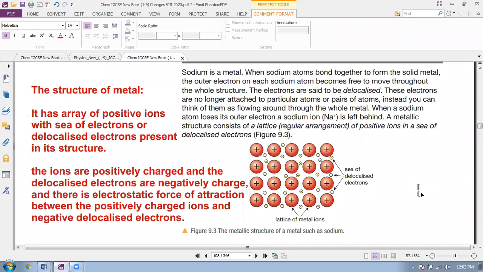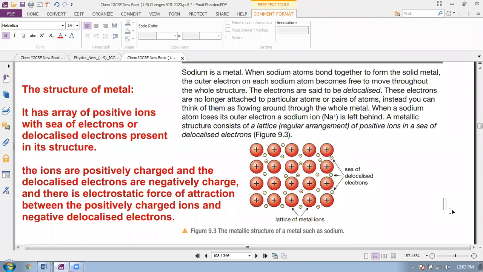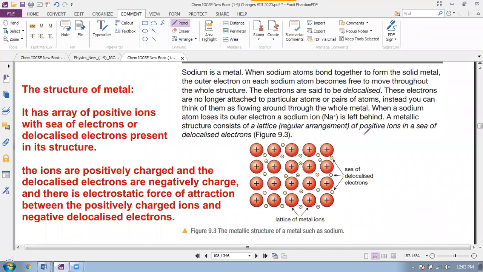Yes, please, it's very important. This is the structure of metal. Please copy it. There are positive ions and many delocalized electrons. The ions are positively charged and the electrons are negatively charged, and there is a strong electrostatic force of attraction between the positive ions and delocalized electrons. And this diagram is very important. You must learn how to draw it. It is very important for the IGCSE and O levels examination.